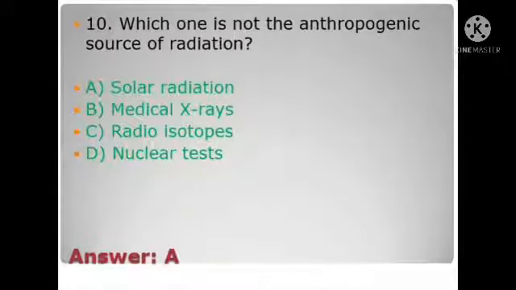Number 10. Which one is not the anthropogenic source of radiation? Options: solar radiation, medical x-rays, radioisotopes and nuclear test. The answer is option A, solar radiation.